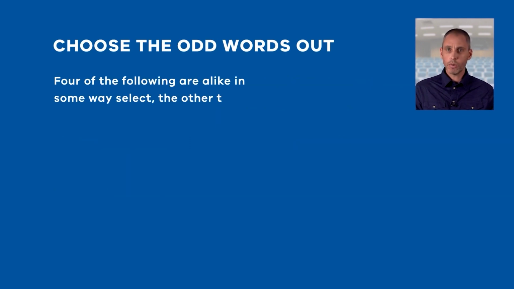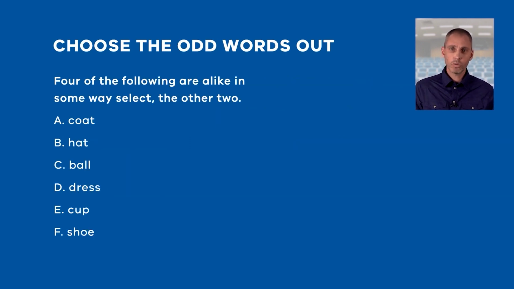In this next type of question, you are given 6 words and you need to find 2 words that are different from the others. So you need to look for a common feature that applies to 4 of the words. The common feature could be the meaning of the words, or that the words fit into a particular category. For example, the words might be a type of exercise, a piece of furniture, or a kind of animal. In this question, coat, hat, dress and shoe are all types of clothing. Ball and cup are not types of clothing. They are the misfits. So we need to select options C and E.